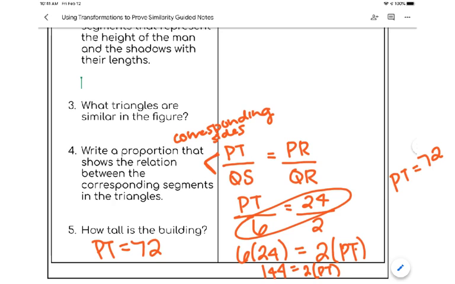Okay. So that is all for using proportional relationships. I think that this will help you to identify missing sides of triangles and put it into a real world context if you're looking at these shadows.